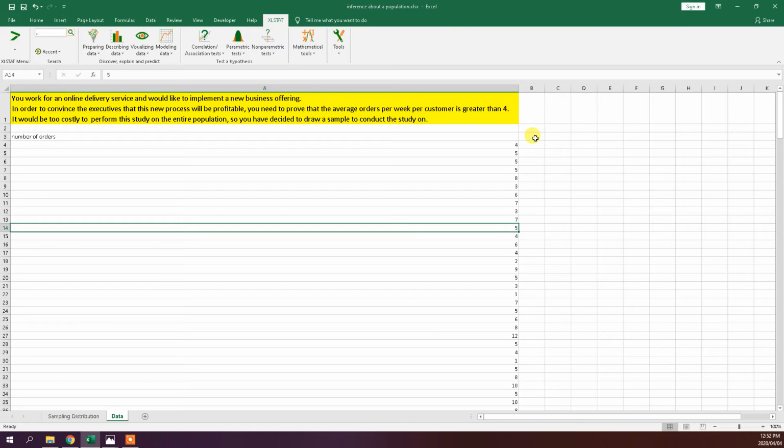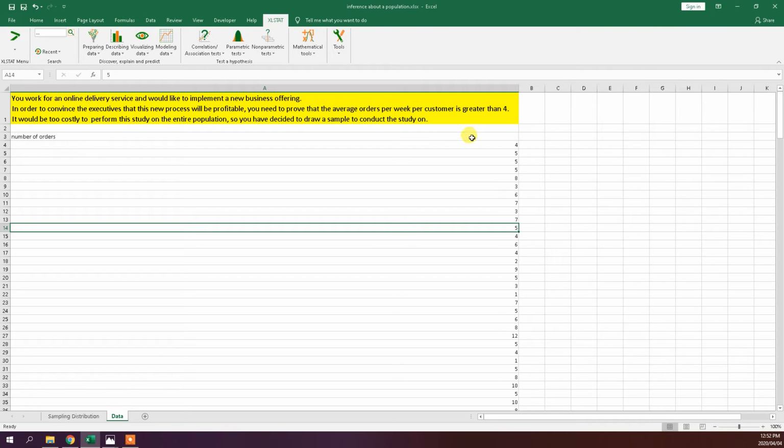So what you will have to do is draw a sample from the population and then conduct a study or a test so that you can infer from the sample data what the average orders per customer per week will be for the entire population. So using the sample to infer the population mean. And what we're going to do for that is a t-test.